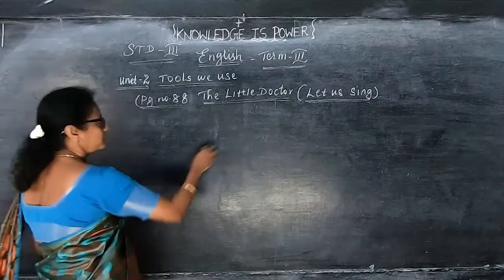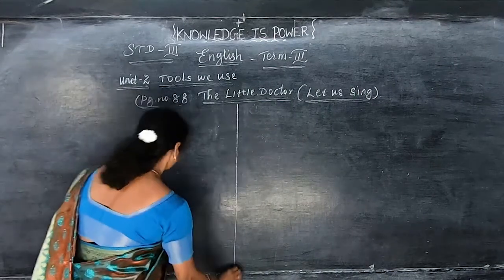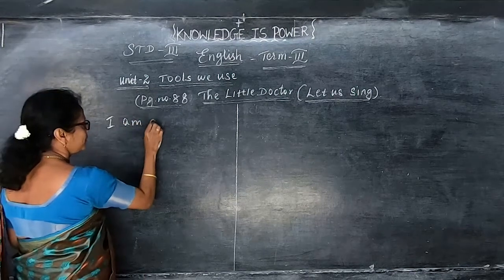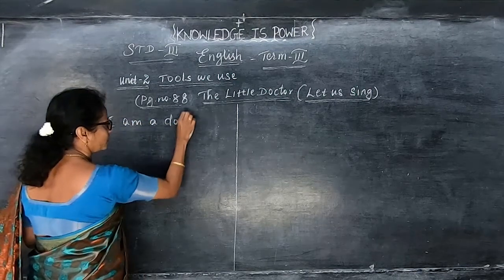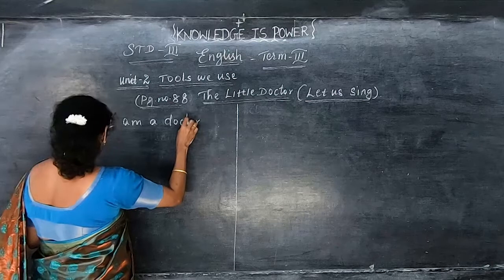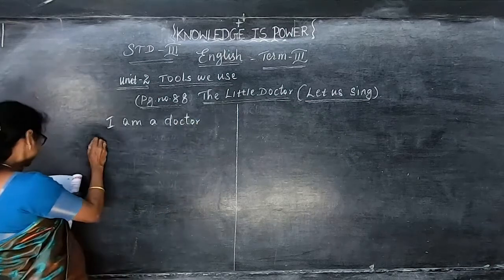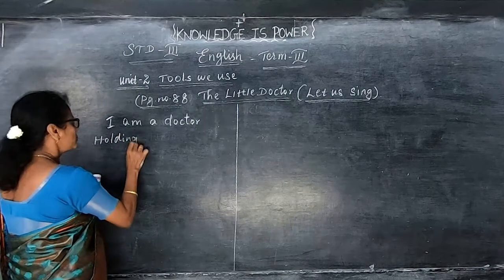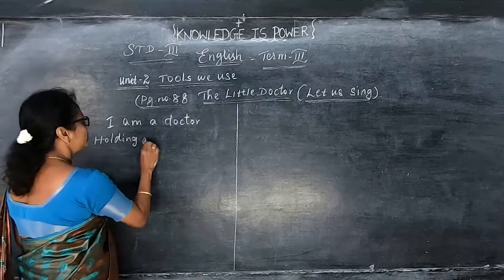Okay, so the first 4 lines we will write, children. I am a doctor. Say all of you, I am a doctor. I am a doctor holding a stethoscope. Holding, you might have seen the stethoscope. Holding a stethoscope.